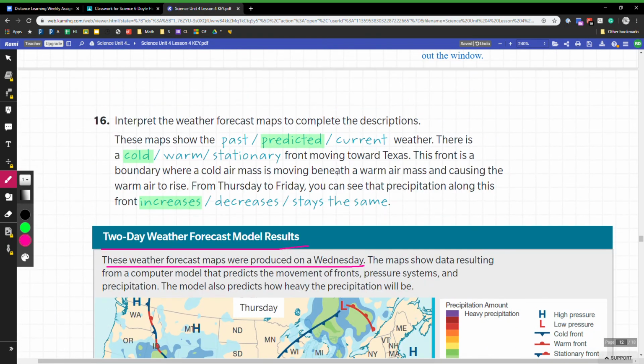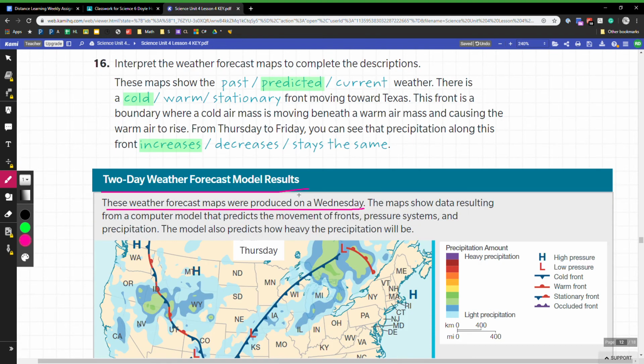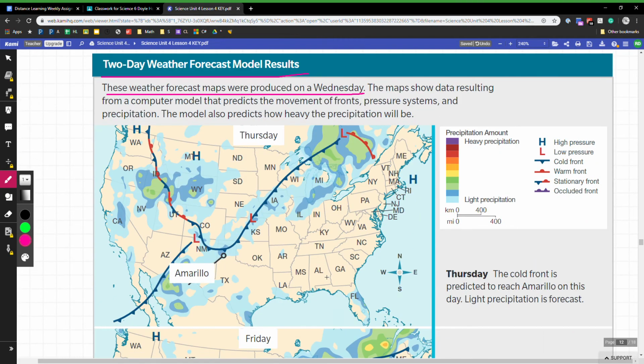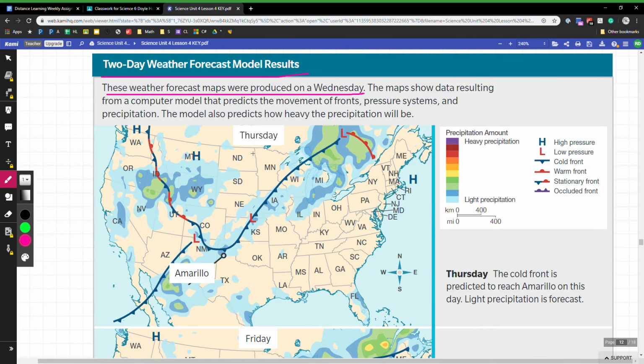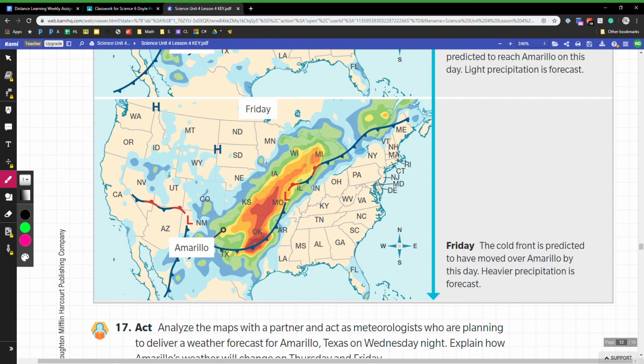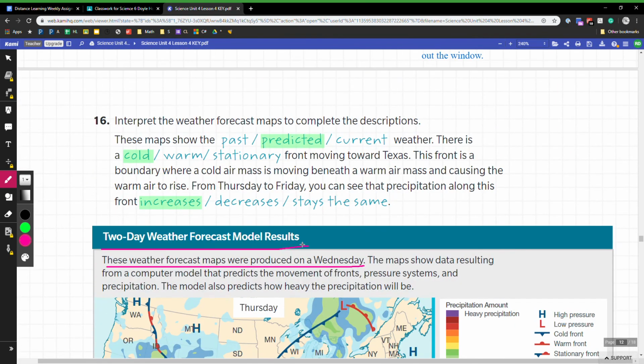Yeah, so I said predicted because it seems like when you're reading it, it might be in the past, but the maps were produced, right? These were produced on a Wednesday for what the Thursday and the Friday would be. So they were predicting what the weather on Thursday and Friday would be on a Wednesday. Yeah, that's right. There is a cold, warm, or stationary front moving towards Texas.